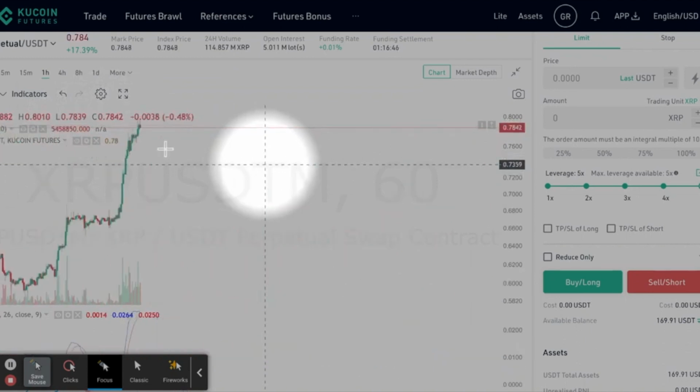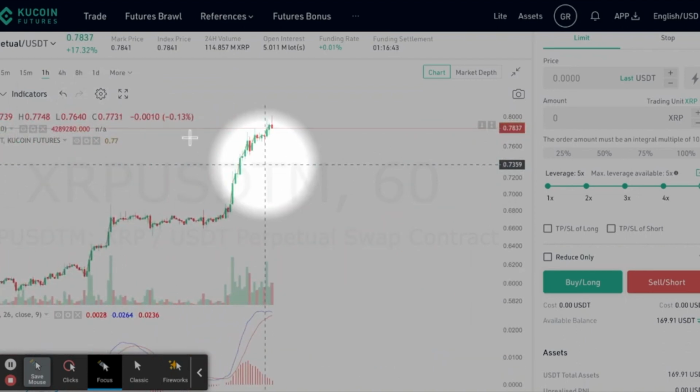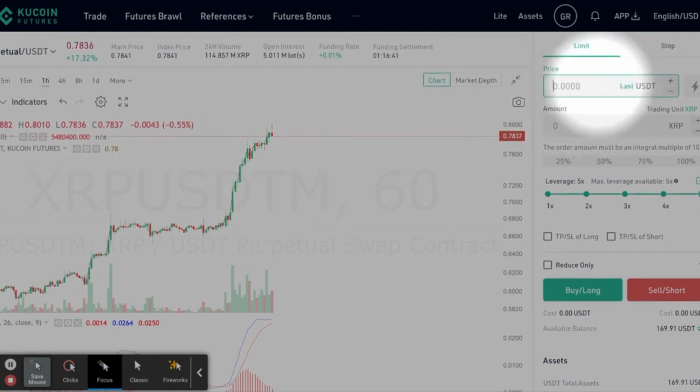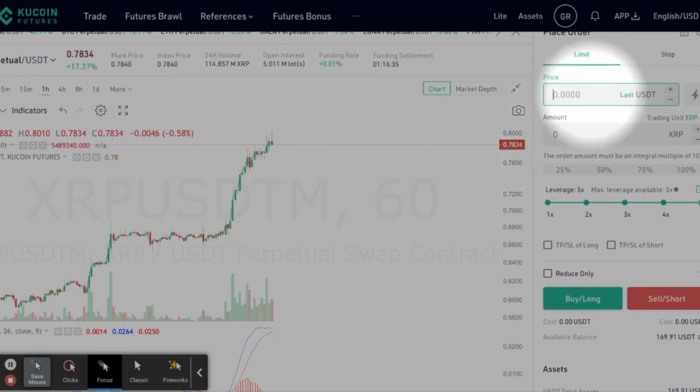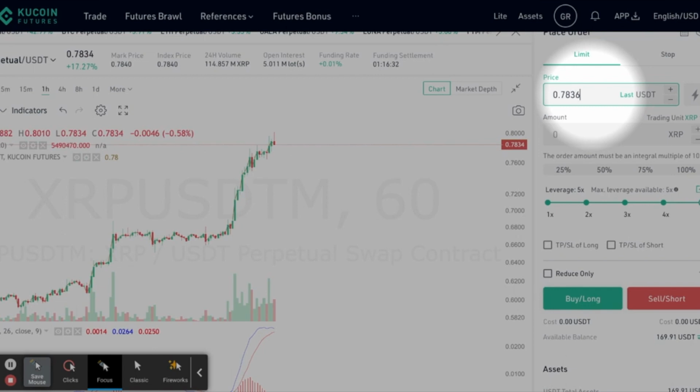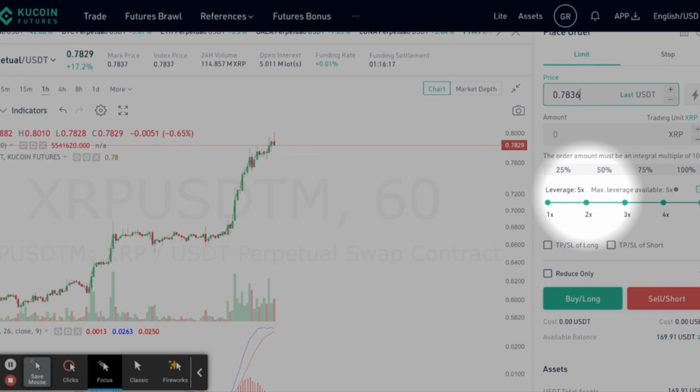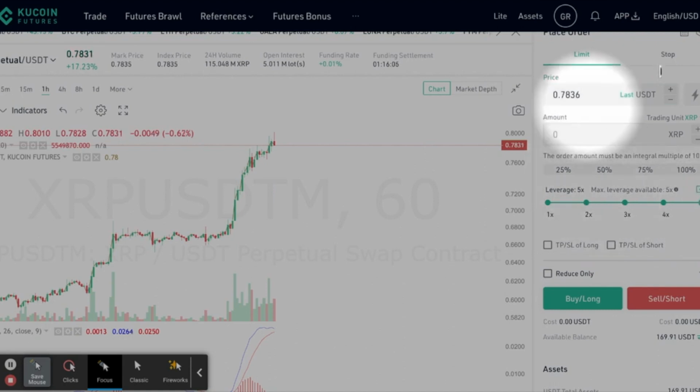So I'm going to come over here and put my price in. My price right now is 78.36, 0.7836. Then I'm going to use my leverage. My max leverage currently is 5. I think you can get up to 100, maybe 125. I think 100 is the max for KuCoin. I haven't investigated that much because it doesn't really matter to me. So I'm going to use times 5.